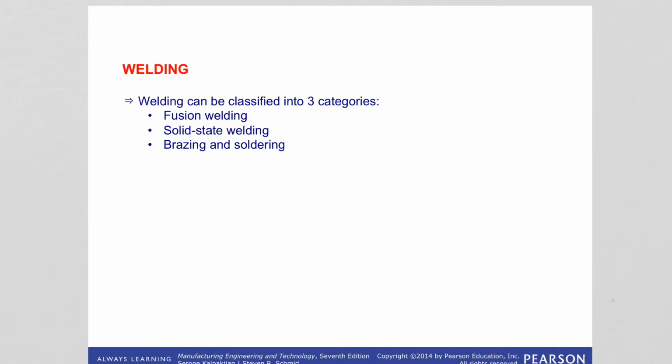When it comes to welding, we classify welding into three categories. Fusion welding, which we learn in this chapter. Then we will learn solid state welding, and then brazing and soldering we will learn lastly.